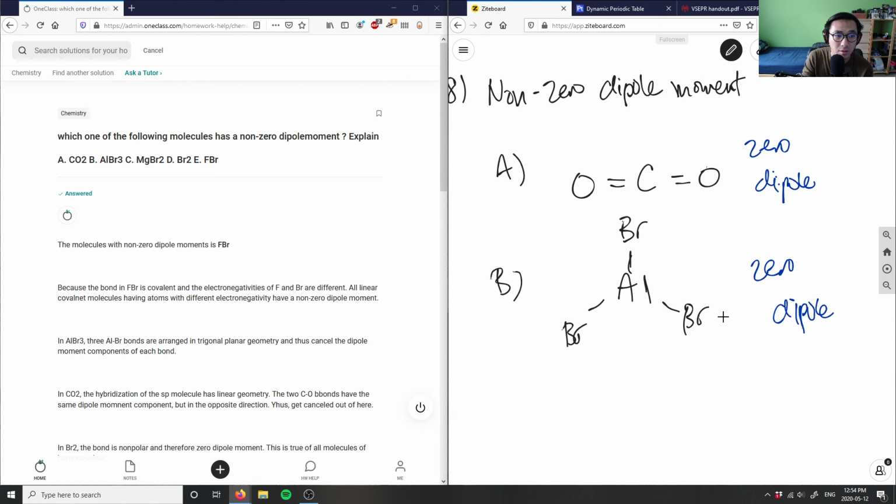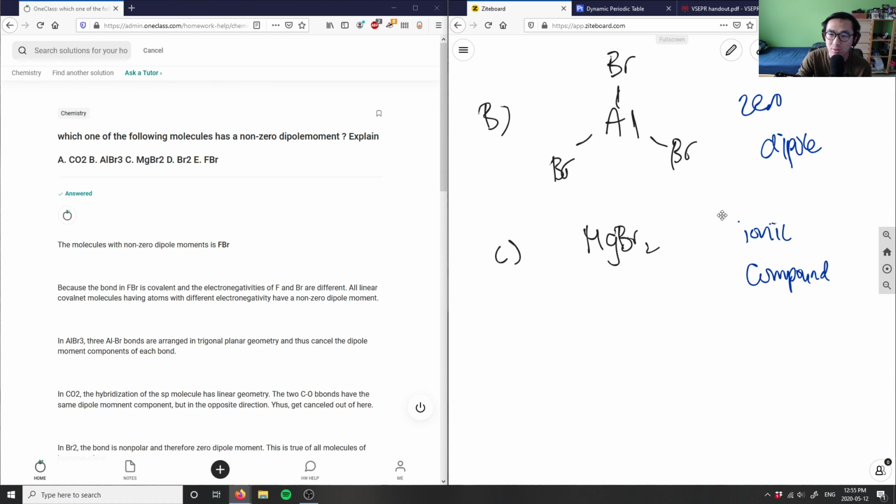C here is MgBr2. MgBr2 has no dipole because this is an ionic compound. Very, very simple. Here's an ionic compound, which means it doesn't even have a dipole moment in the first place. Again, when dissociated in water, these two are going to form ions.